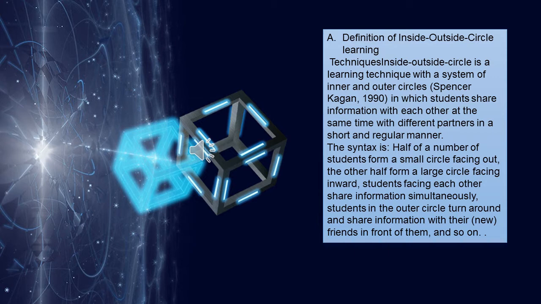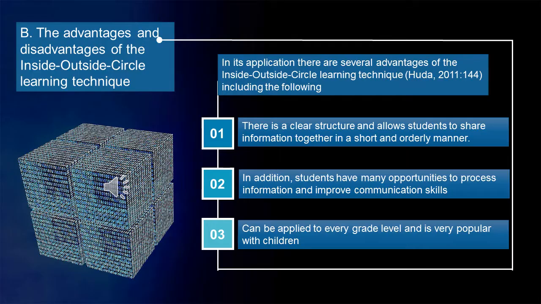Spencer Kagan, 1990, in which students share information with each other at the same time with different partners in a short and regular manner. The syntax is half of a number of students form a small circle facing out, the other half form the large circle facing inward. Students facing each other share information simultaneously. Students in the other circle turn around and share information with their new friends in front of them, and so on.